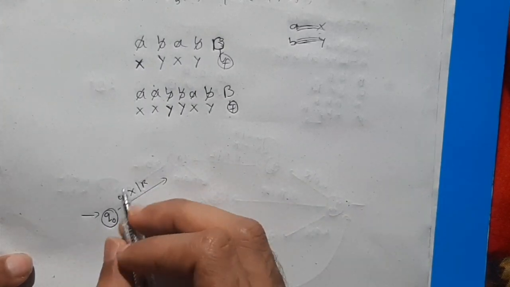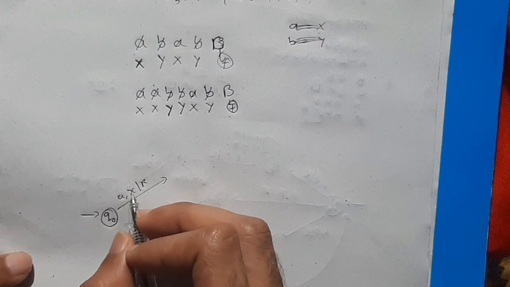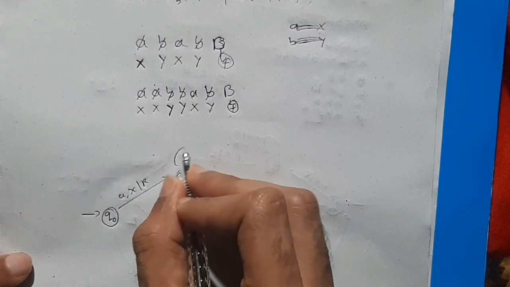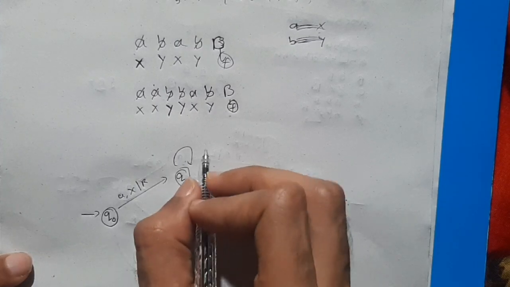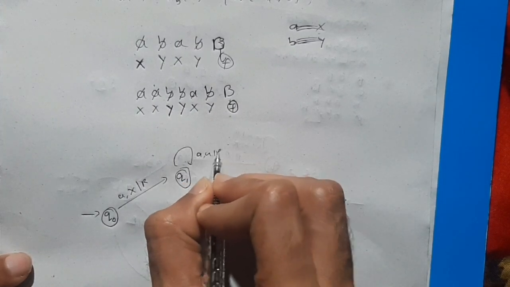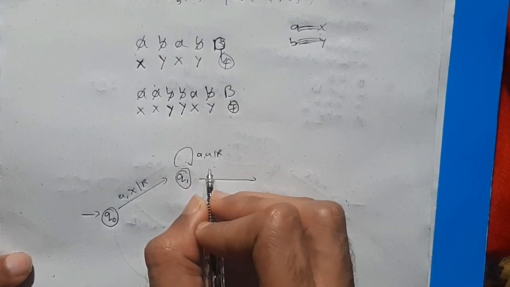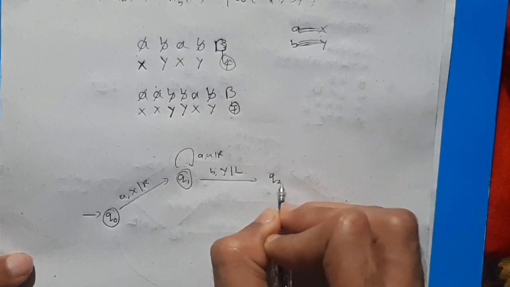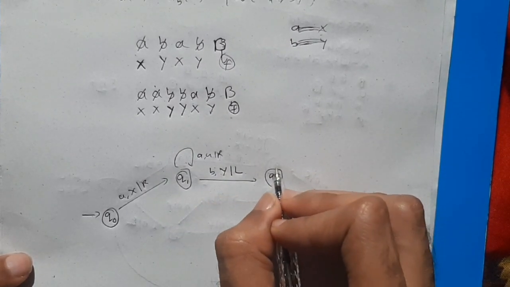Okay, if I encounter a, I have to replace it with x and move to the right, and in q1 state I'll encounter n number of a's. What I will do, I'll just ignore it. So AAR, whenever I encounter a b, what I have to do, I have to replace it with y and move to the left. After moving to the left, I have to ignore n number of a's.